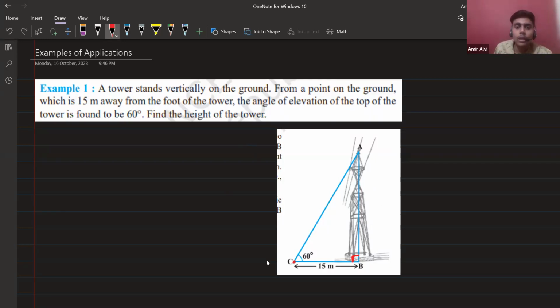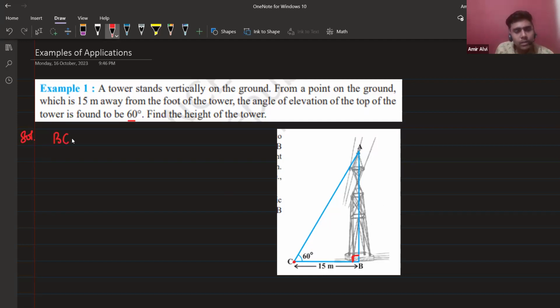Clear? Next, the angle of elevation of the top of the tower is found to be 60, so theta is given as 60 degrees. Clear? So what do we need to find out? The height of the tower. Very good. So our first motive is to do what? Write the given values.